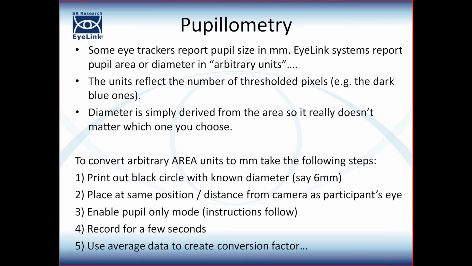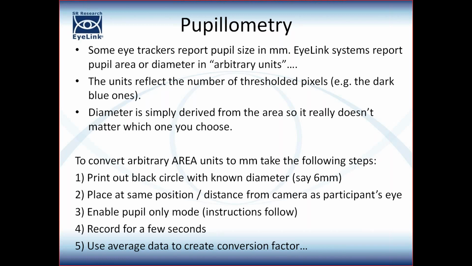Now, some eye trackers do report pupil size in millimeters. Our systems do not. We report area or diameter in arbitrary units. And as I said, these arbitrary units are simply a reflection of the number of pixels on the camera sensor that are thresholded as the pupil, in other words, that are covered in blue. So if we want to report millimeter data, and as I mentioned before, many journals will want you to report millimeter data, then we need to do something about it.